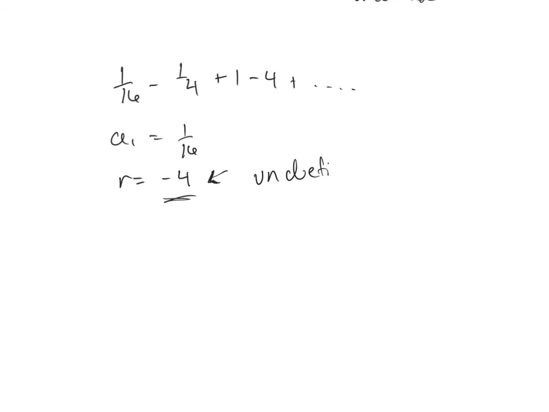So for example, if I got 1/16 minus 1/4 plus 1 minus 4 plus dot dot dot, I noticed that the number is getting bigger. My a sub 1 is 1/16, but then my r value to get -1/4, well, I need to multiply that by -4. And here with this value of -4, I don't know how big this number is going to get. So in this case, we have an undefined.